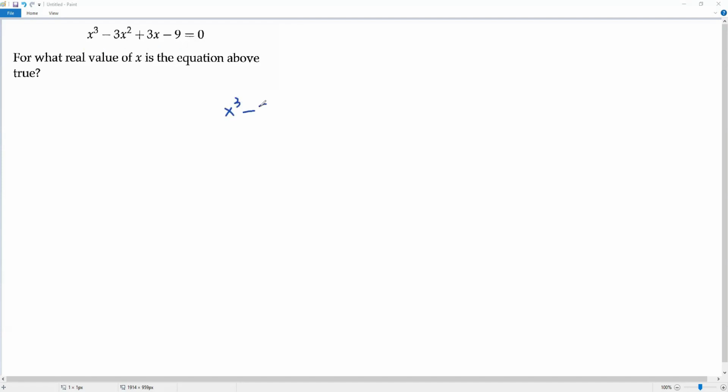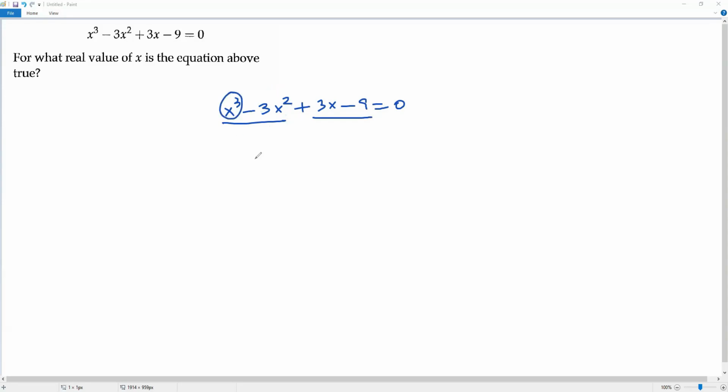Let me rewrite the given cubic equation. That is x to the third power minus 3x squared plus 3x minus 9 equals 0. Here we can factor this expression by grouping. We can consider the first two terms as one group, and the next two terms as another group. So what's the greatest common divisor for the terms in the first group?